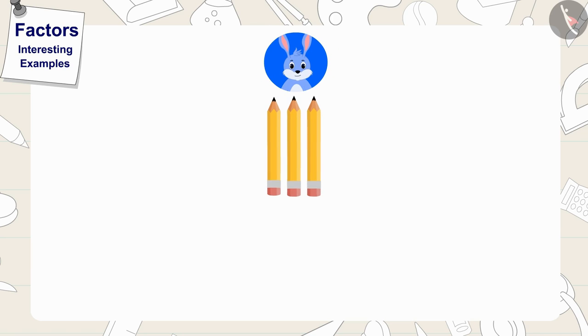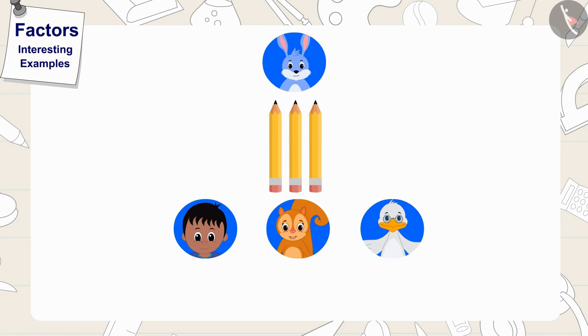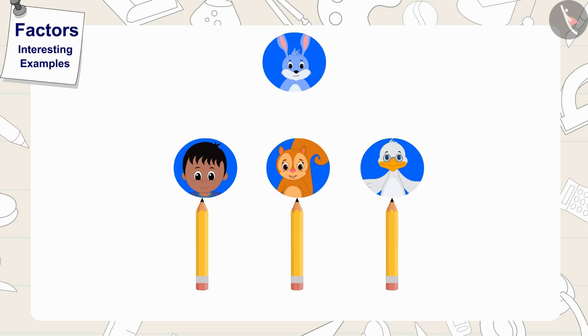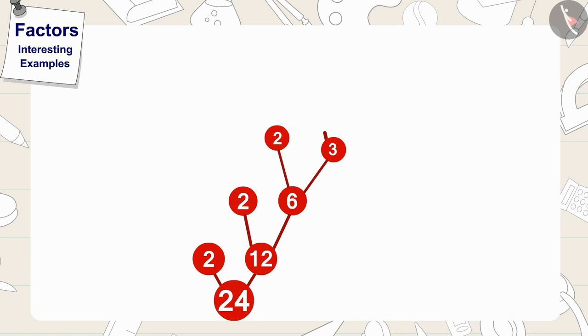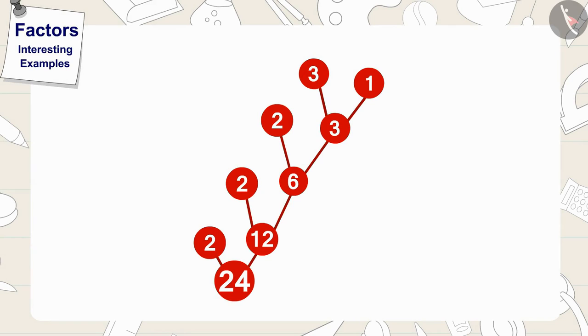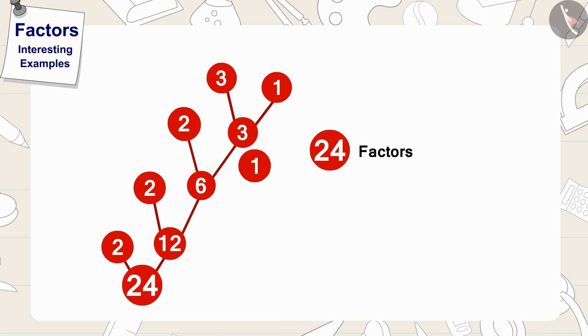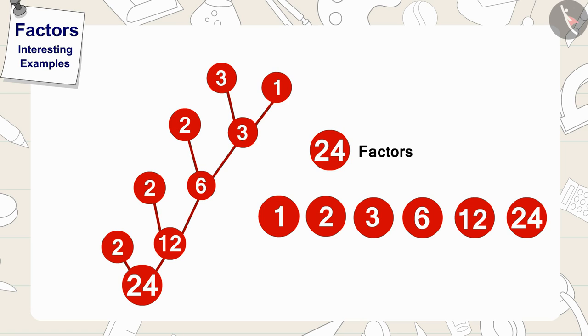Yes, this friend can share his 3 pencils equally by giving 1 pencil to each of his 3 friends. Golu added it to his picture by writing the numbers 3 and 1 like this. Children, do you see anything special in Golu's picture? Yes! All the factors of 24 are seen in Golu's picture.